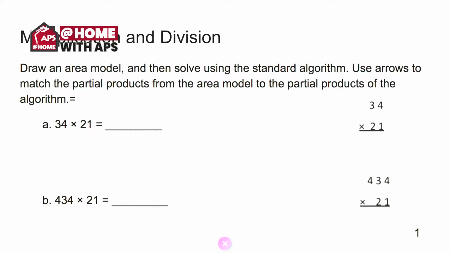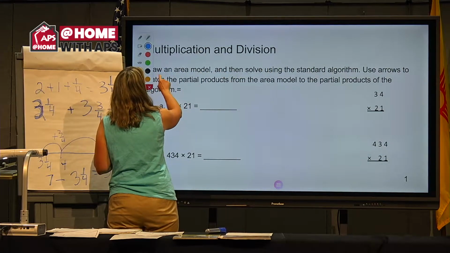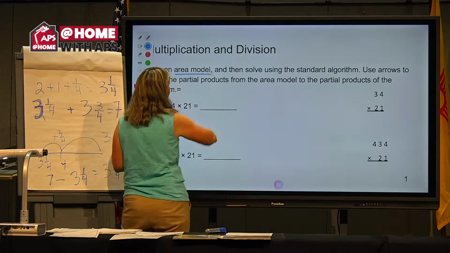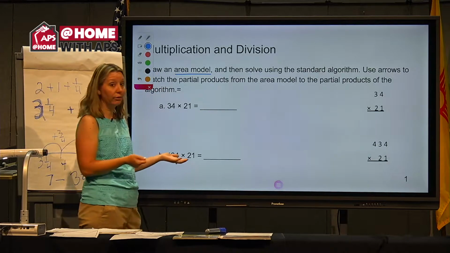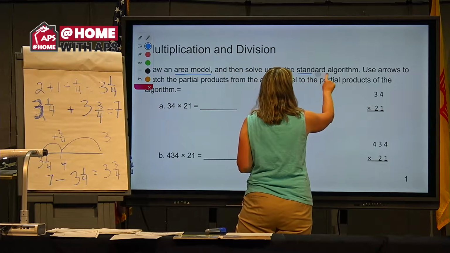All right, really fast. What's the first thing? Do we have to circle anything? There's no numbers yet, right? There's nothing, but there is a lot of information we're being asked to do here. What's the first thing we're being asked to do? Draw an area model. So I'm going to go ahead and underline that so I know I need to do an area model. And then I have to do what? I have to use the standard algorithm.